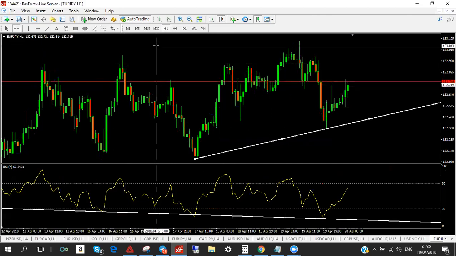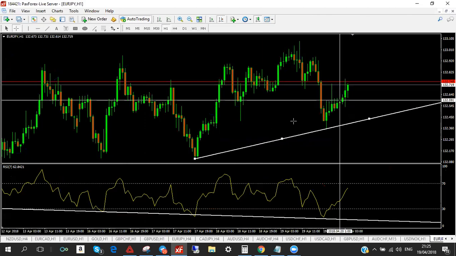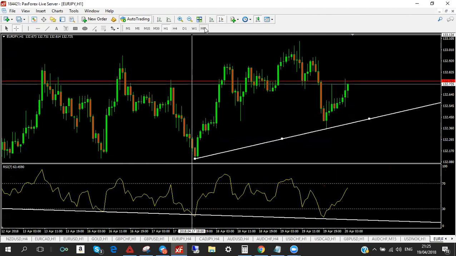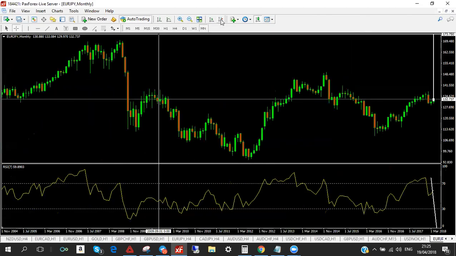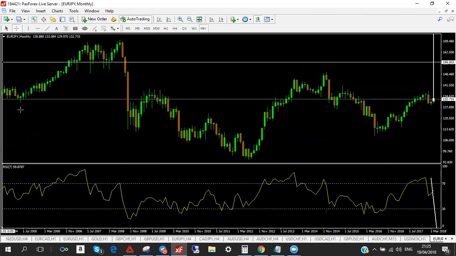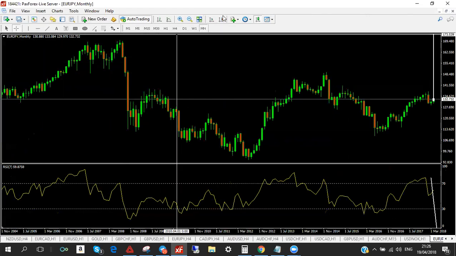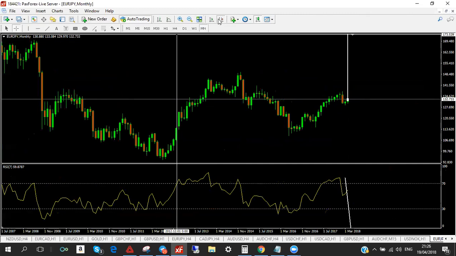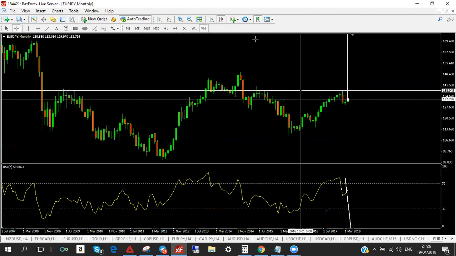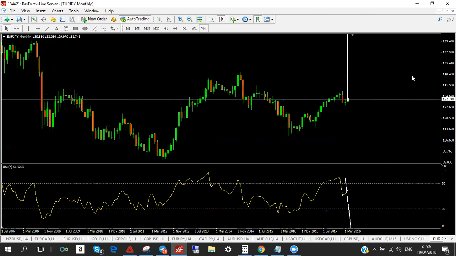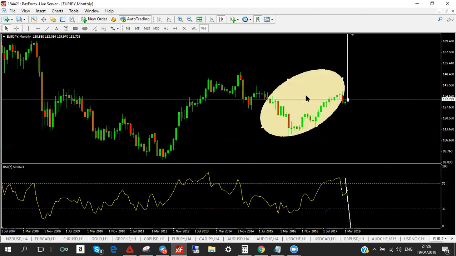So remember, real important: start from your higher time frames. Check the month. What's the month telling you? You do not need all of this volume. It's not necessary. You don't need to go back to 2006, 7, and 8. You just want to see this section here. This is what you want to see. It's an upward movement.